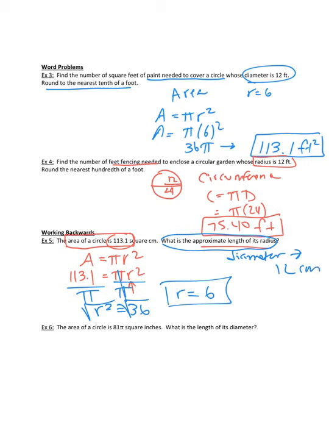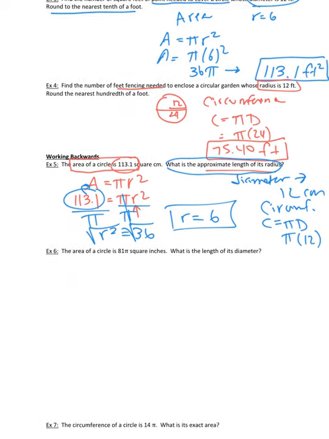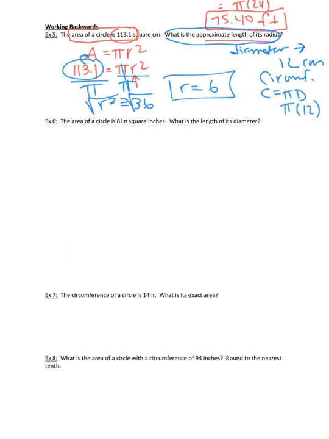I could have asked you, what is its circumference? Once you figure out the radius, you can then figure out circumference, because circumference is pi times diameter, so it'd be pi times 12, and you could answer that question. So that's how the working backwards problems work: they give you a value that you substitute for the A or for the C. You can then figure out the radius or the diameter and then answer whatever the appropriate question was given to you.